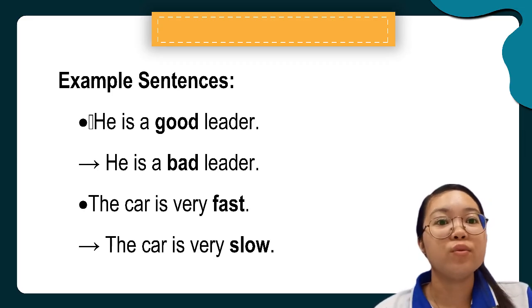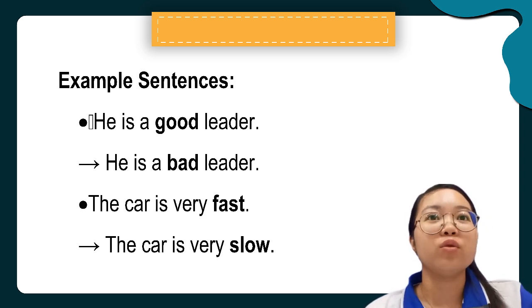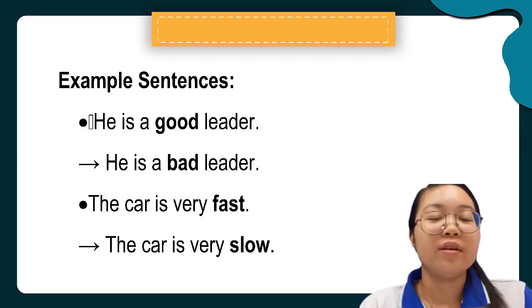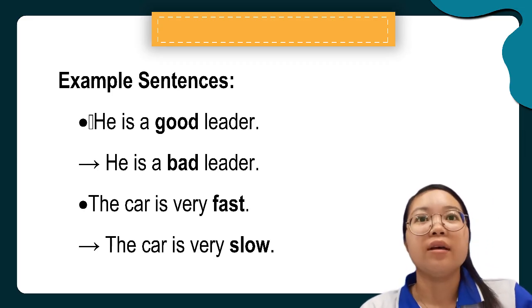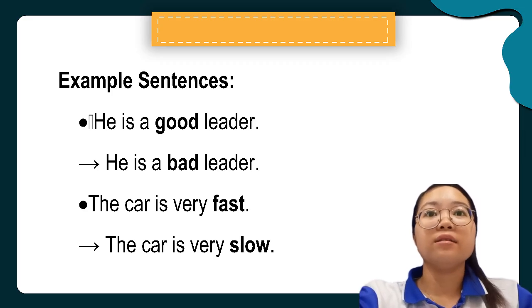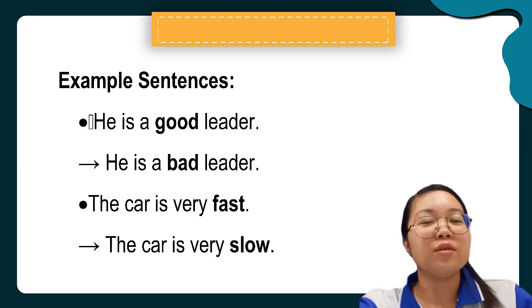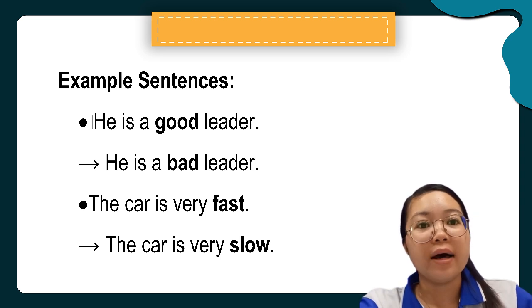a sentence using the antonym of good. What is the antonym of the word good? Let's use bad. The antonym of good is bad. So he is a good leader. Here is the example sentence of antonyms. The antonym of good is bad. He is a bad leader.